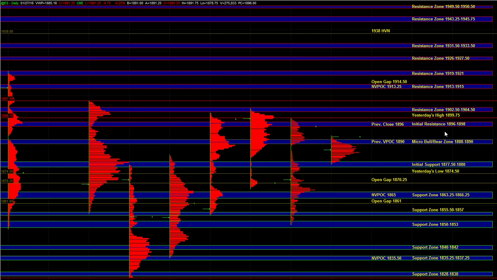Hey, good morning. Let's go over today's trade plan. So in the overnight session, we saw the market for the most part is balanced within a range.